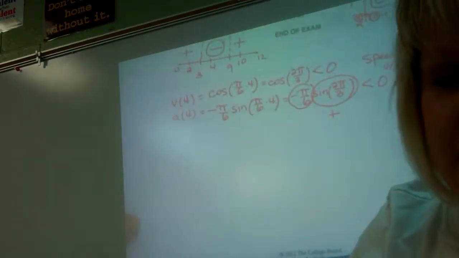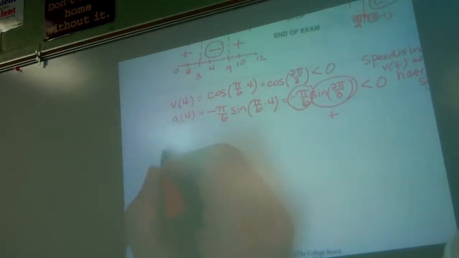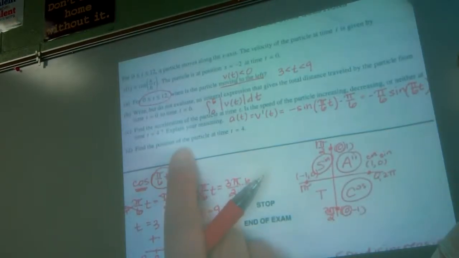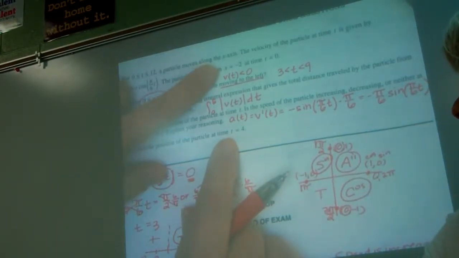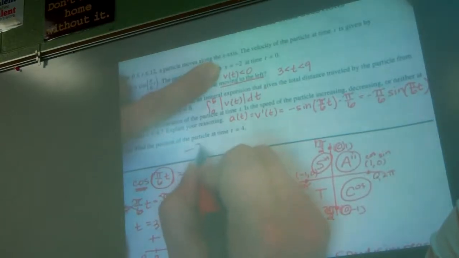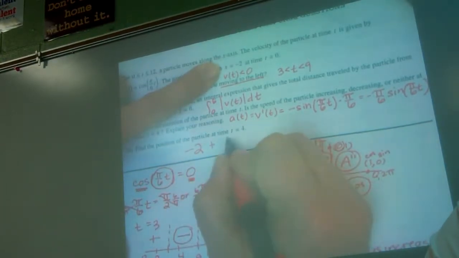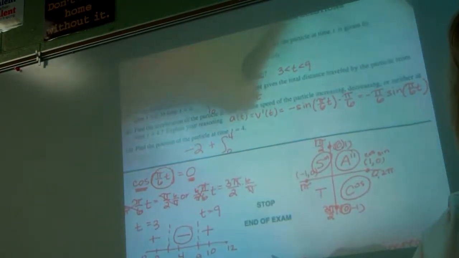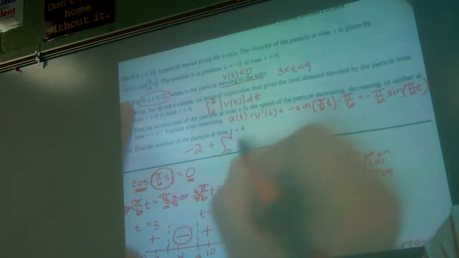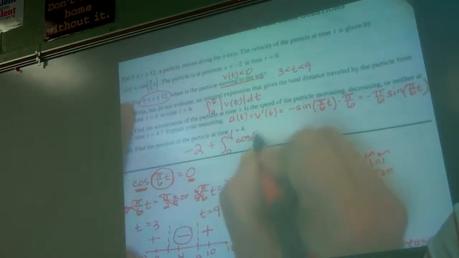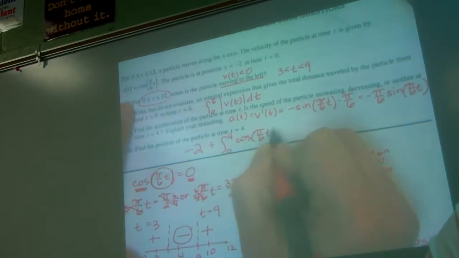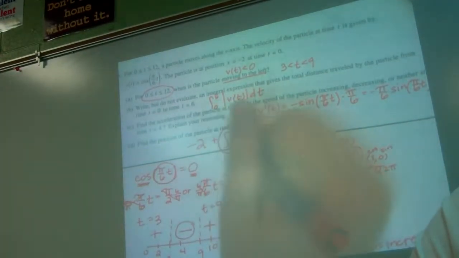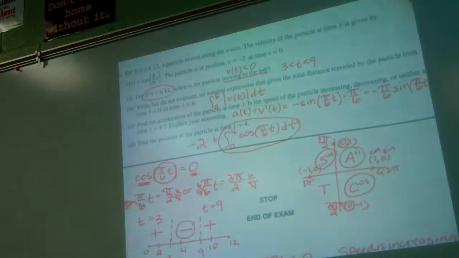Alright, and then part D, find the position of the particle at t equals 4. So we've talked about this. To get the position, we would have to have where we start, which is at -2, plus the total change in position from when we started, which was 0, to when we want to know the position, and we integrate this velocity function. So really, if I just figure out what this is, and add it to -2, I'll get the answer.